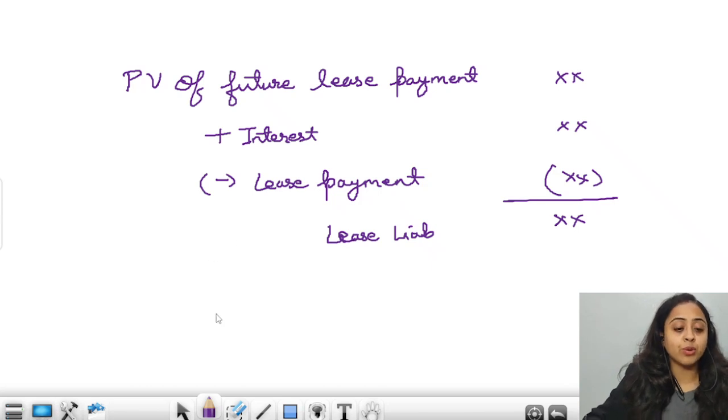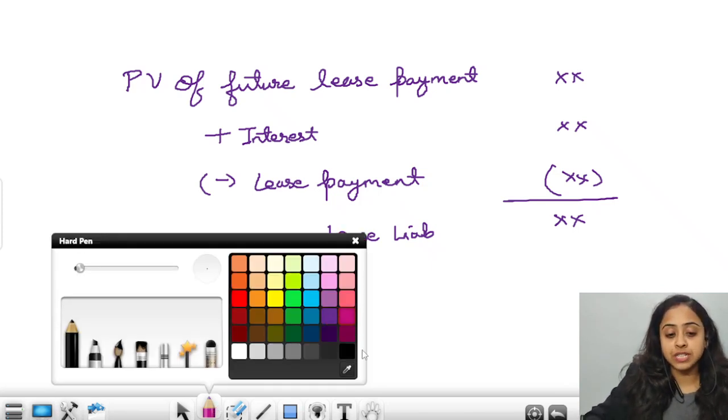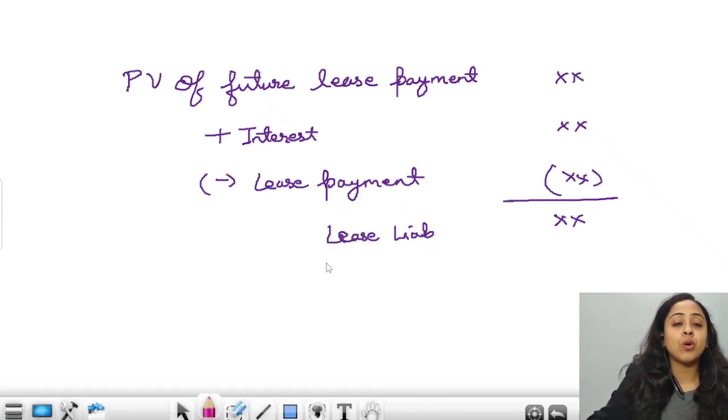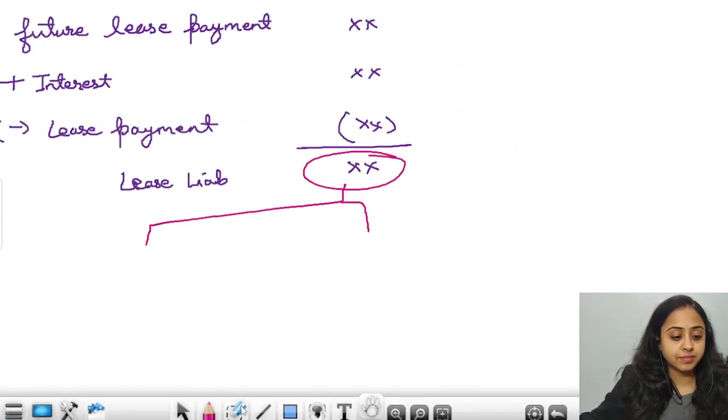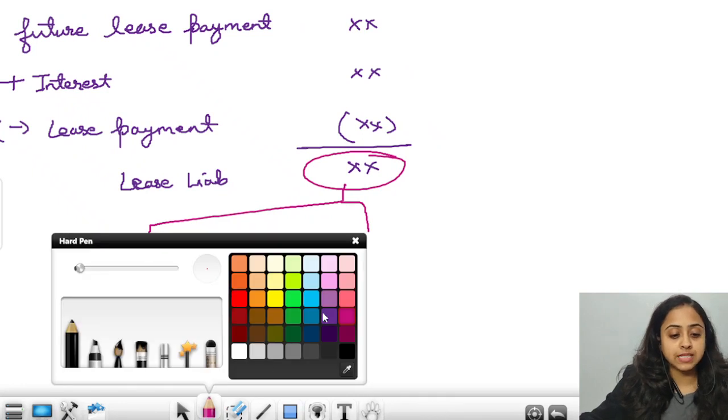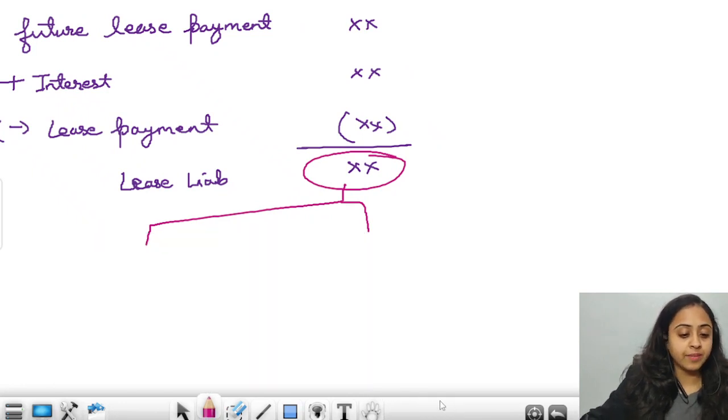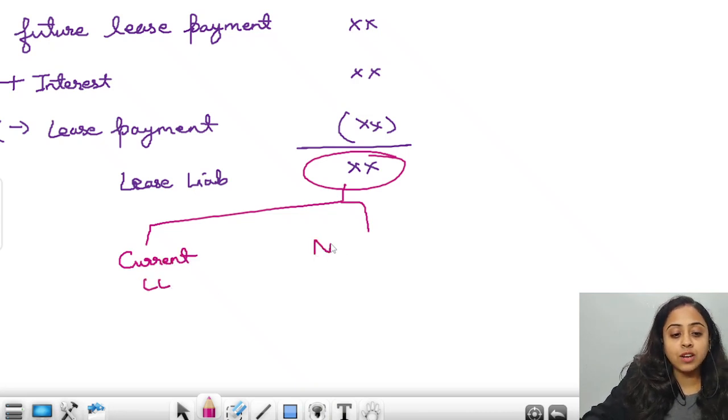Now, a trick point, a catch point over here, is that the lease liability won't be recorded as one figure in the balance sheet. Instead, this will be bifurcated into two parts, that is current lease liability and non-current lease liability.